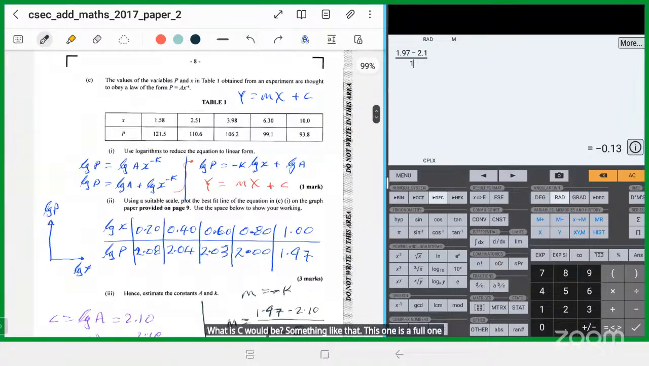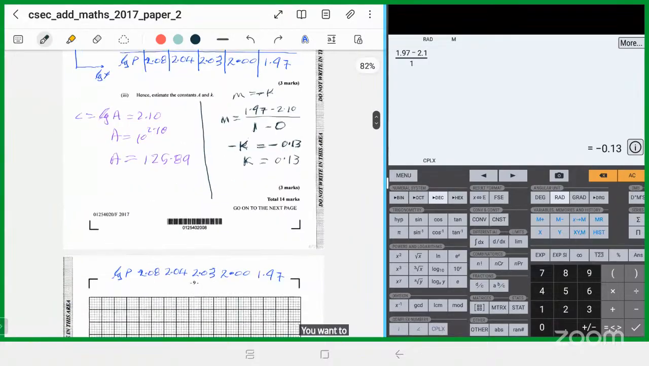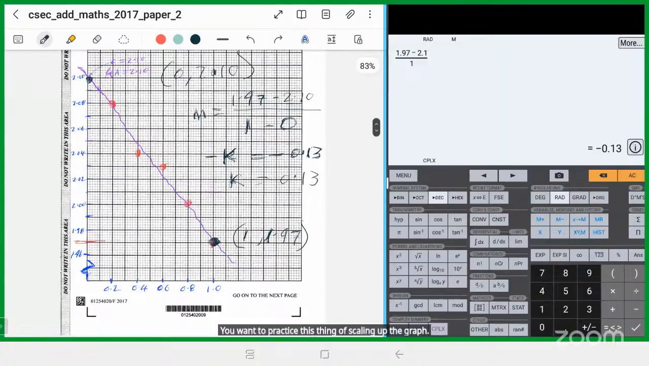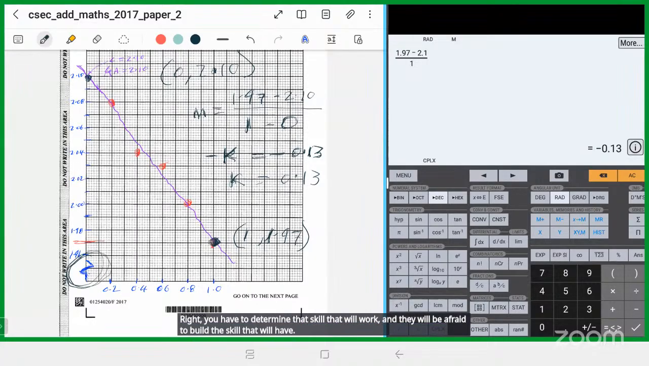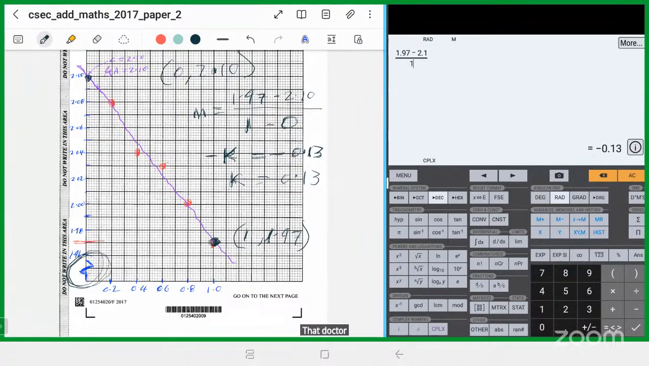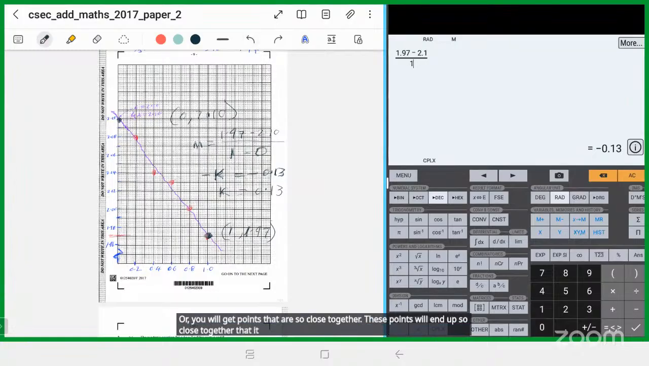Alright, and you really want to be practicing these full ones. In particular, you want to practice scaling up the graph in a way that makes sense based on the values that you have. You have to determine the scale that will work, and don't be afraid to break the scale of the graph, because if you try to fit everything from 0, you will not be able to fit it, or you will get points that are so close together that it reduces the accuracy.